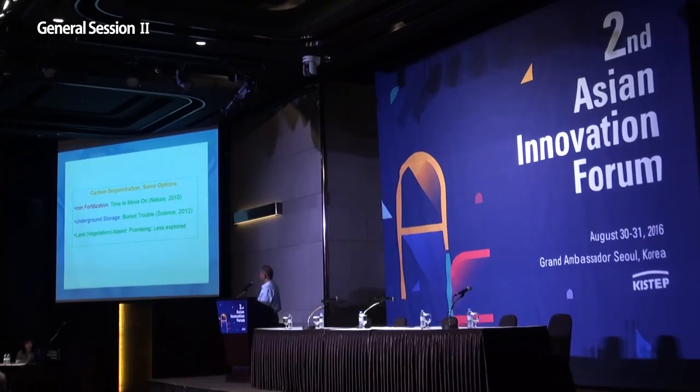So there are many options of carbon sequestration. You can have iron fertilization, which was a big talk at one time, but it turned out to be not really doable at the moment. Maybe you end up emitting more in taking the ship around than is sequestered through the process. The other one, of course, is underground storage, which was also advocated in Canada, but I think in Canada it received opposition as well. They called it buried trouble in a paper in Science in 2012. It looks like land-based, vegetation-based sequestration is very promising and less explored. So this is the advocacy we want to make.